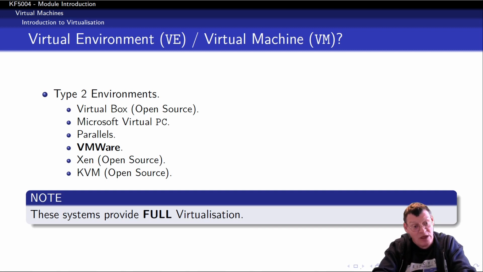Because the VMware machines that you create will run in the Linux version of VMware and the Windows version of VMware, and they're very easily transported from one machine to another. So it works exactly as we want, giving us maximum flexibility in this module.